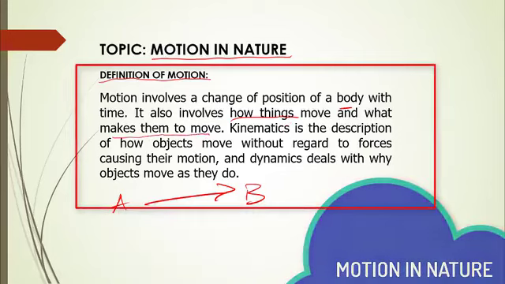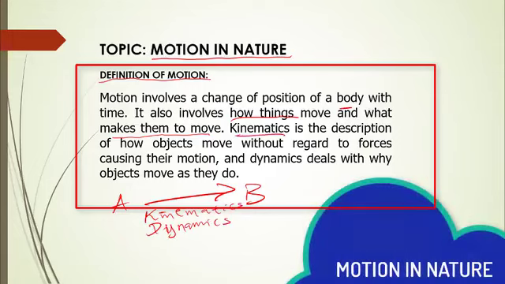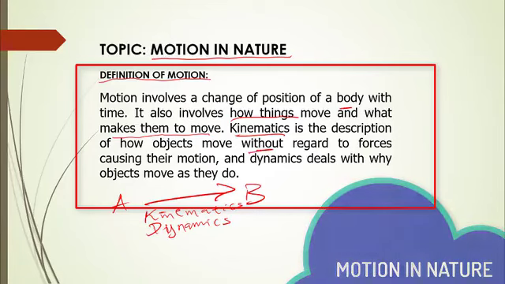We have two branches of motion. The first one is kinematics, and the second one is dynamics, as you can see from the slide there. When we talk about kinematics, we're simply describing how objects move without regard to the forces that cause their motion. In other words, we're only talking about how an object is moving.